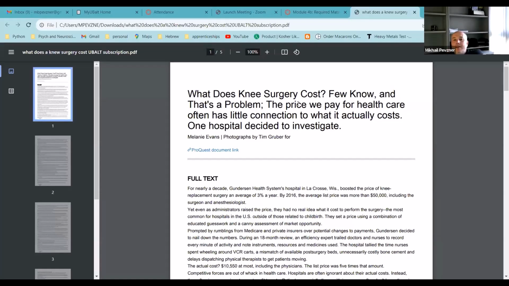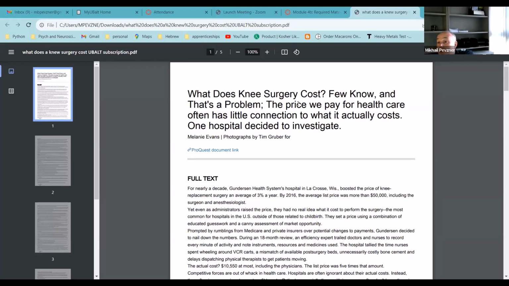Well, let's see. Let's read the article. You may be surprised. I mean, I don't know how much somebody getting shot costs, but read the article. The price we pay for healthcare often has little connection to what it actually costs. Surprise, surprise. That's why United States healthcare is so expensive.